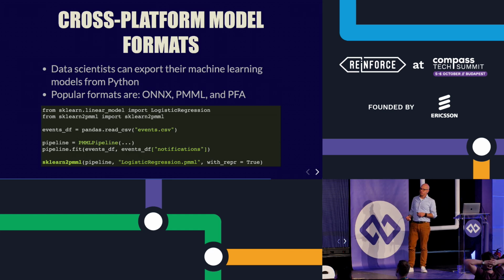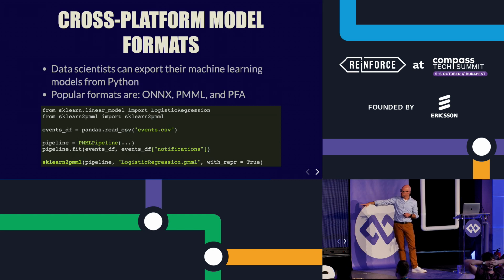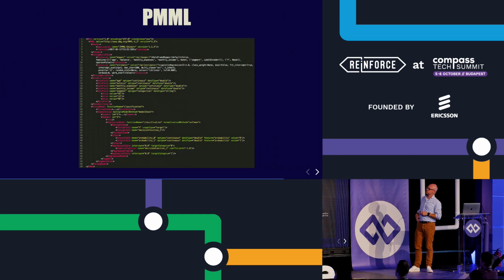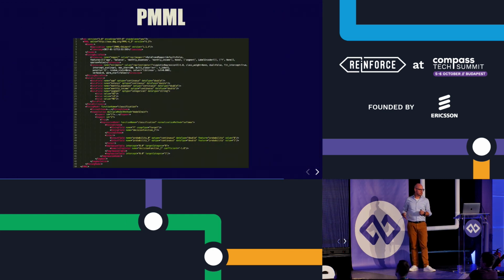So luckily, there are intermediate formats for this, and they're extremely easy to use. This little piece of source code shows the Python code to train a small model, and with the command sklearn to PMML, I'm exporting my model to a PMML file, which I can then load in memory and distribute across my streaming engine. And the PMML file is just XML, and PFA is the same, but it's JSON.